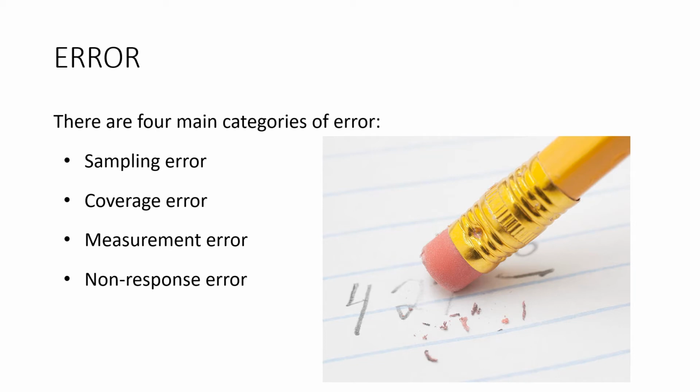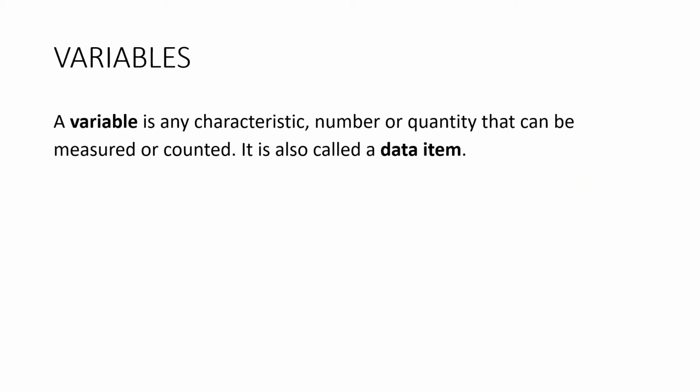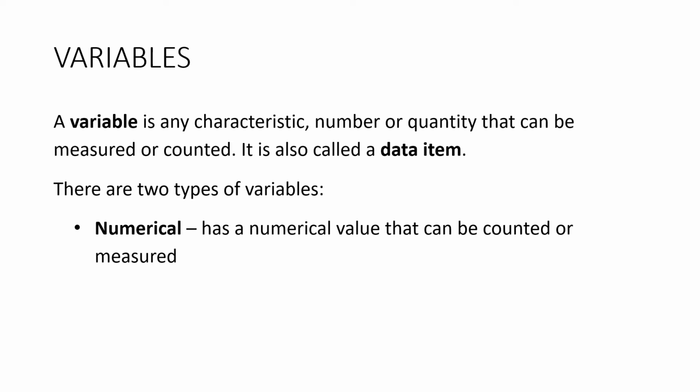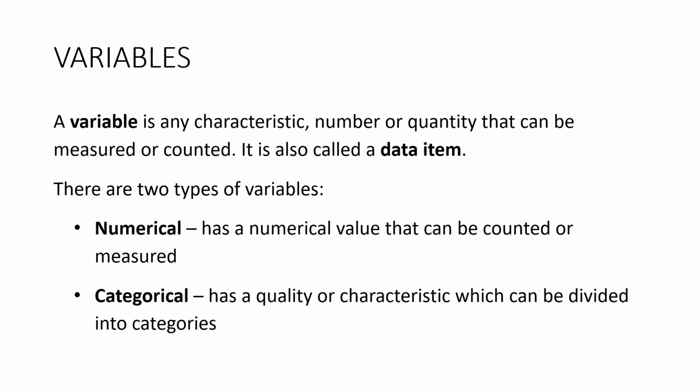Now once we've chosen our sample, we have to decide which variable or variables we're going to collect. And a variable is any characteristic, number or quantity that can be measured or counted. It's also called a data item. There are 2 types of variables. There are numerical variables, just means it has a numerical value, and there's categorical variables. It has a quality or characteristic which can be divided into categories.